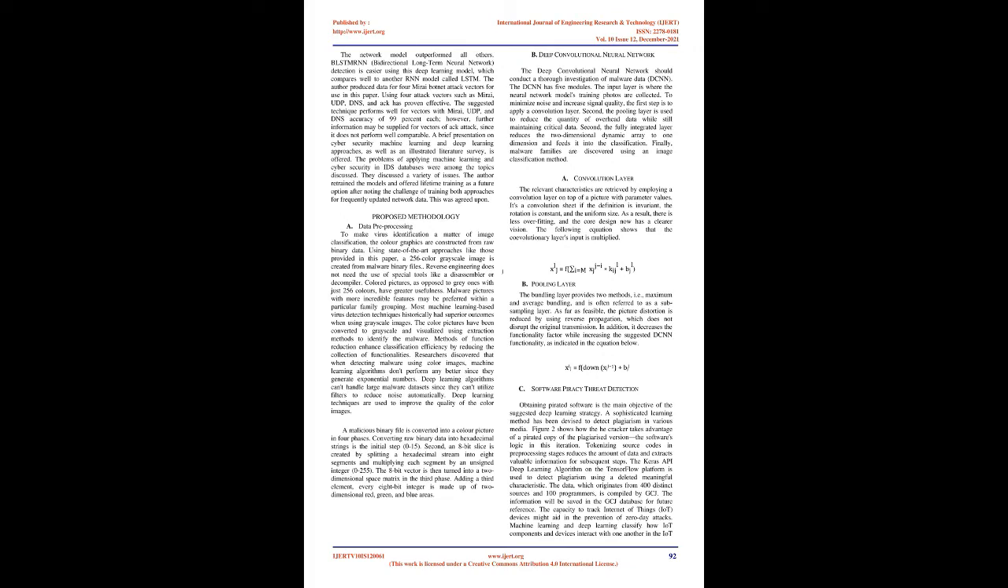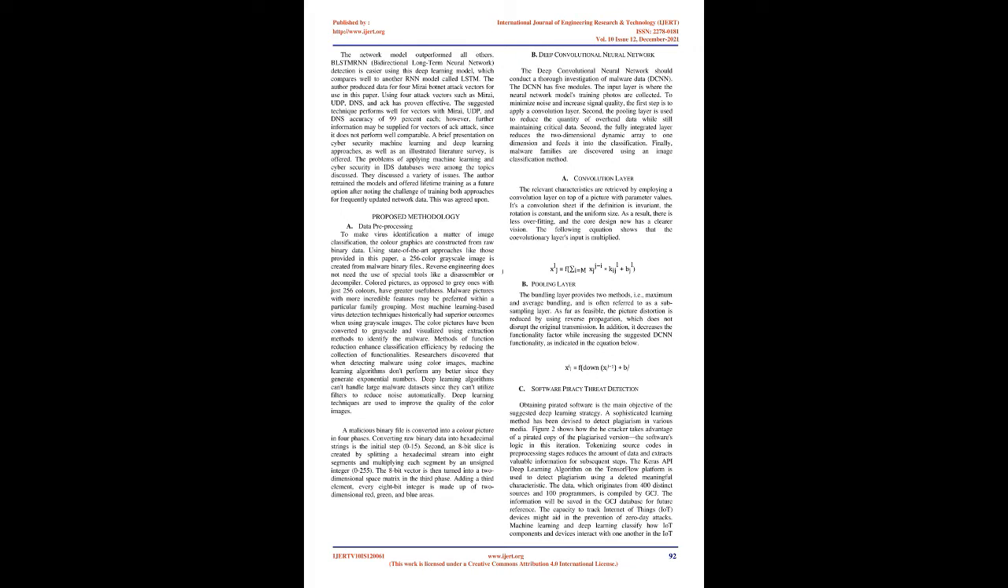B. Deep convolutional neural network. The deep convolutional neural network, DCNN, should conduct a thorough investigation of malware data. The DCNN has 5 modules. The input layer is where the neural network model's training photos are collected. To minimize noise and increase signal quality, the first step is to apply a convolution layer. Second, the pooling layer is used to reduce the quantity of overhead data while still maintaining critical data. Third, the fully connected layer reduces the 2-dimensional array to 1 dimension and feeds it into the classification. Finally, malware families are discovered using an image classification method.